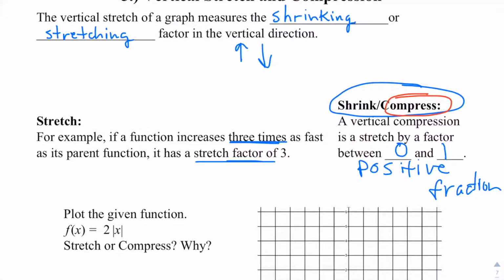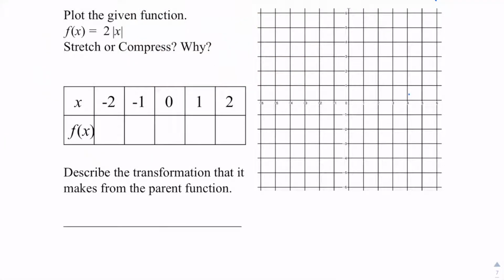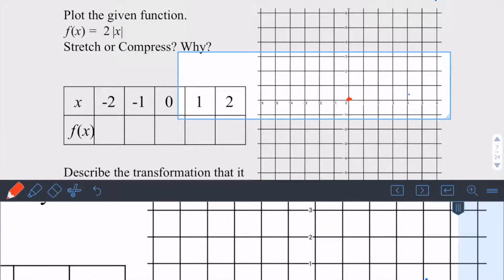So let's go to an example. What I want to do, as always, when I start with examples, is plot the parent function first. You guys don't always have to do this, but I like to do it to kind of show you what's happening, what's taking place. My parent function: 0, 0, 1, 1, 2, 2, negative 1, 1, negative 2, 2. Sketch my lines in.